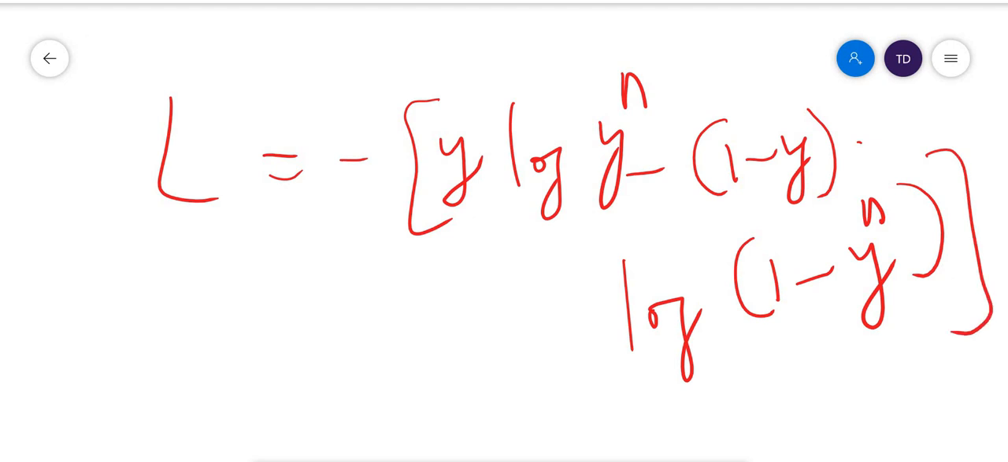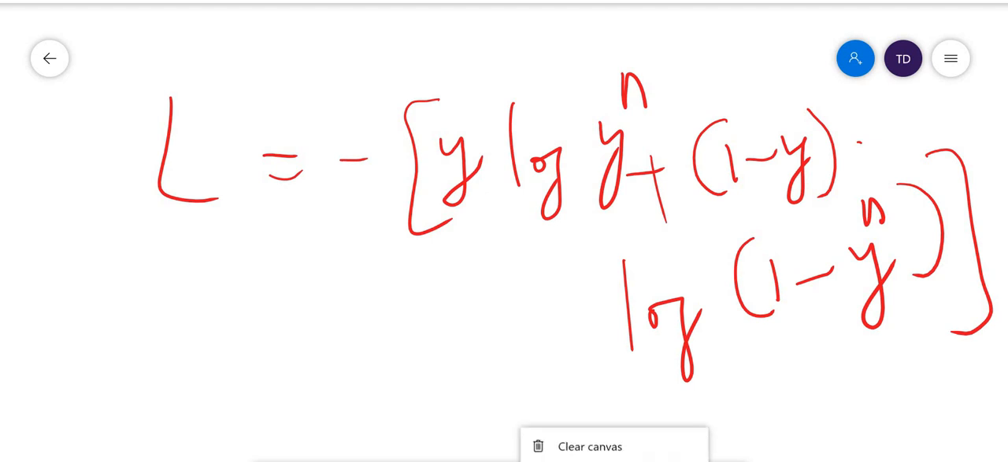Minus of y into log y cap. Y is, I already told you, the actual value, y cap is the predicted value. Minus of, here it is plus, really sorry. See, I have taken minus of, right? So plus 1 minus y into log of 1 minus y cap. This is the equation.